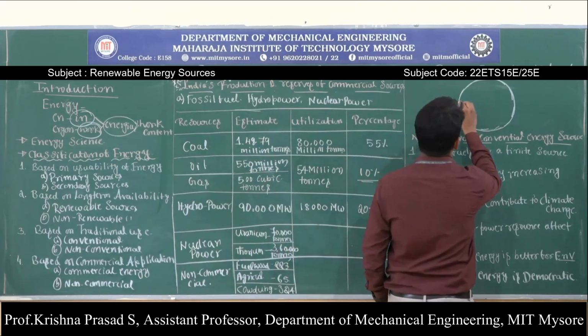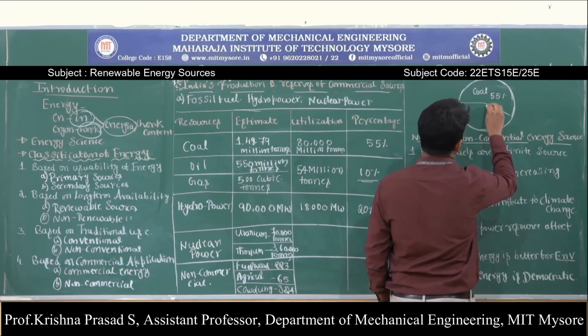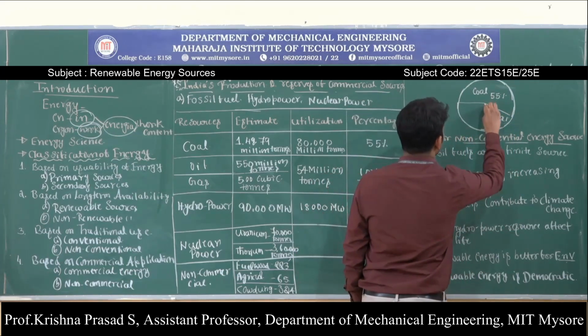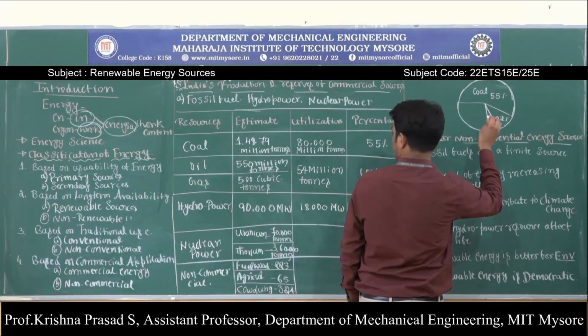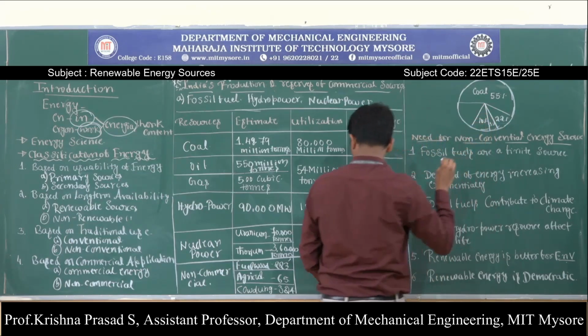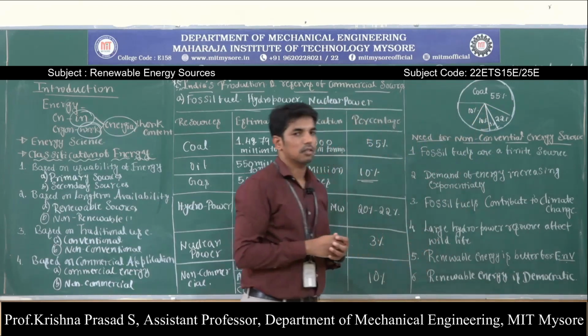We can make a graph for this. It is for coal 55%, then hydropower 22%, then nuclear power 3%, then oil and natural gas 10%, and then non-commercial energy sources also 10%.